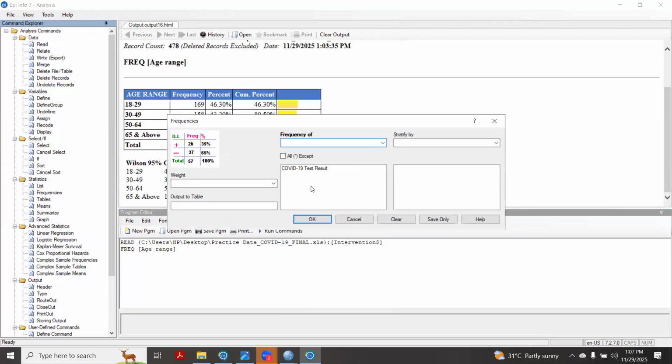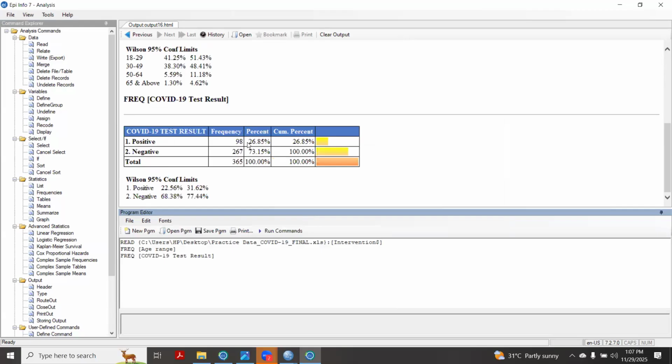So if you want to run another frequency, you come there and choose another variable, maybe COVID-19 test result, which is one of our main explanatory variables. And it shows us that for the positive cases for COVID-19 tests, there were 98 of them, 26.85%. And for negative test result, they were 267, giving us 73.15. And I was saying, how did Epi Info get 26.85? It is simply 98 times 100% divided by the total population 365. That will give you 26.85%. All right. So that is what you do if you want to run your frequencies.